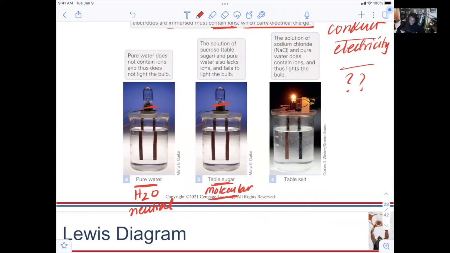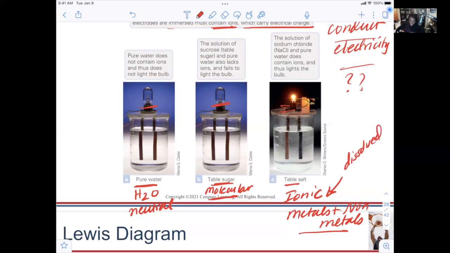So you have molecular compounds. These are made of nonmetals. And then you have table salt here representing ionic compounds. Remember, ionic compounds, these are made up of metals plus nonmetals, okay? So in general, when ionic compounds are in solution, when they are dissolved in water, they tend to conduct electricity. That's the bottom line rule, okay? So when ionic compounds are dissolved in water, what do we see? They conduct electricity.